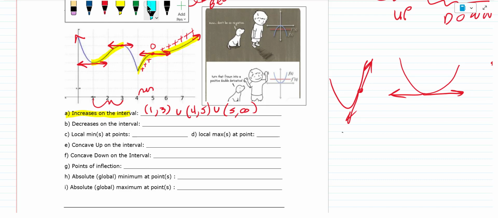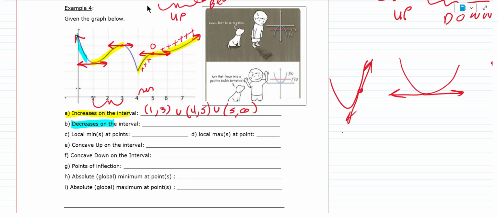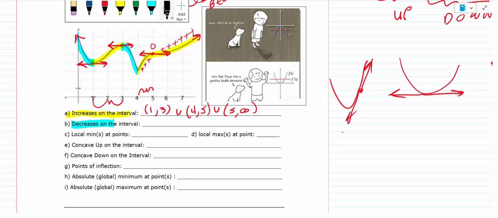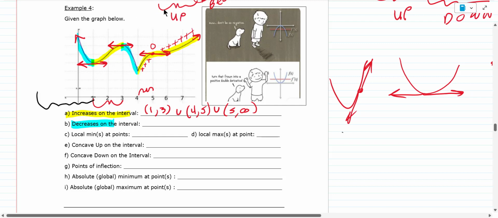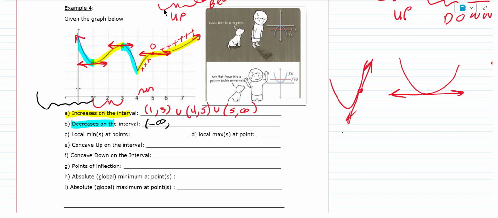Now decreasing is pretty easy for students to see generally. I'll just highlight this in blue. So we'd have that, then we'd have that. So what would be the intervals? What's this first interval going to be? Negative infinity to 1, good. And what's the second interval going to be? 3 to 4, okay. So we got that.